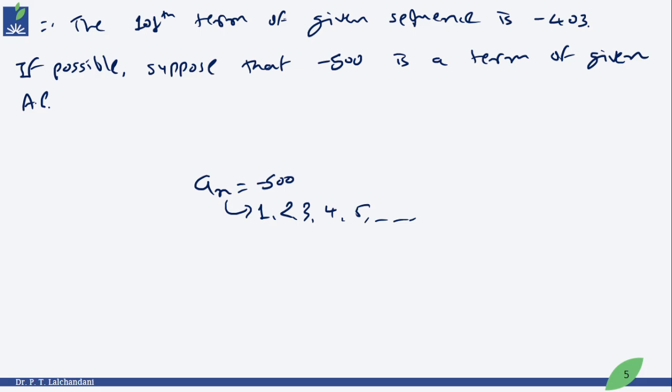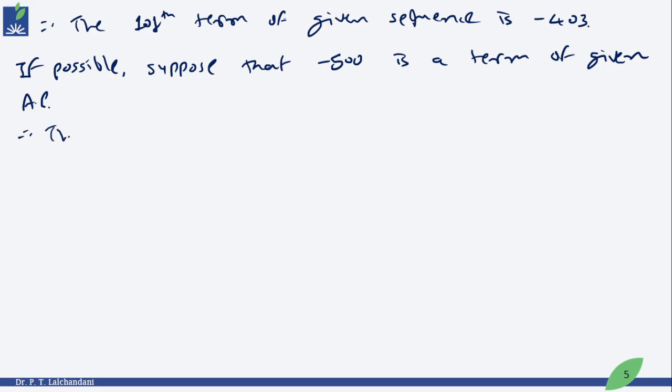Why? Because we know that there may be the first term, second term, third term, fourth term, and so on. There will not be any 3 by 2 term, and no 1 by 2 term. So n will always be a natural number. So let us see the solution. If possible, suppose that minus 500 is a term of the given sequence.